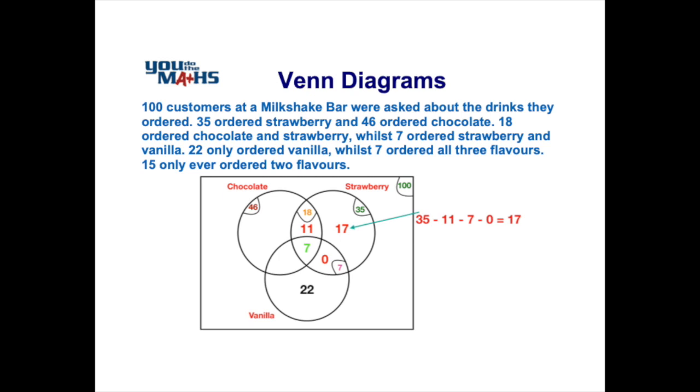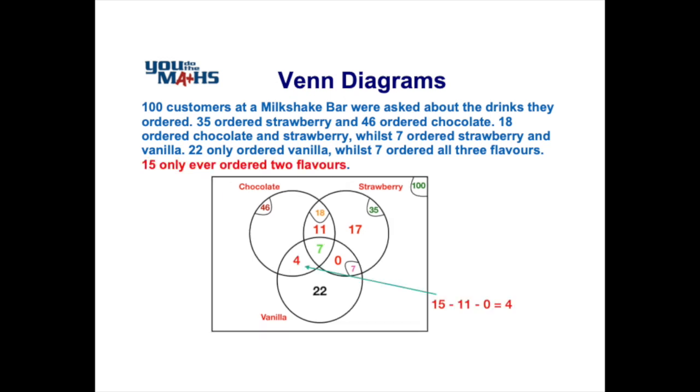Another bit of information that we haven't used yet is that 15 people only ever ordered 2 flavors. Now we can see that we've got 11 and 0 from our previous solutions, in other words, that ordered chocolate and strawberry only, or ordered vanilla and strawberry only. So the remaining number that ordered 2 flavours must be 4, because 15 minus 11 is equal to 4. So 4 people ordered vanilla and chocolate, but not strawberry.